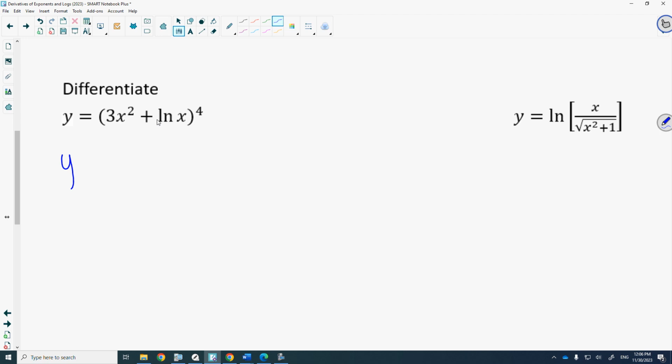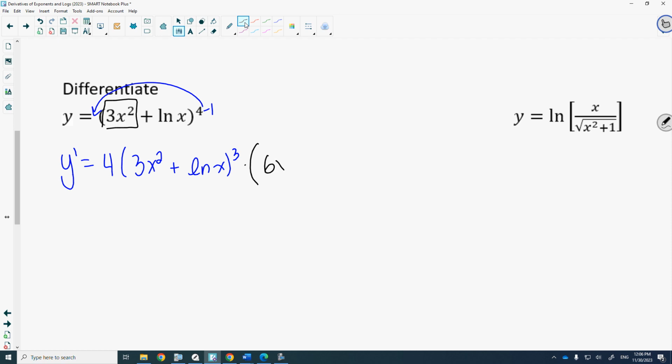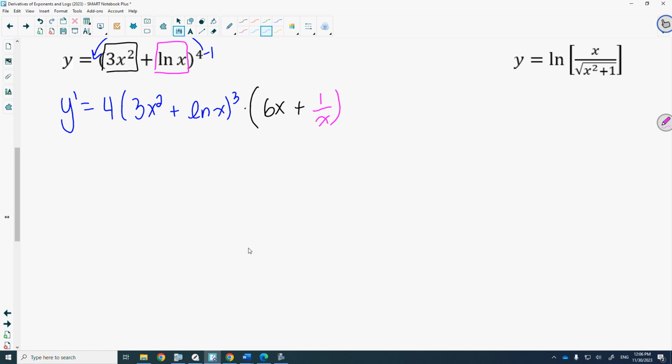So y prime is equal to, according to the chain rule, 4 times (3x squared plus the natural log of x) to the power of 3, multiplied by the derivative of the inner function. So the derivative of 3x squared is 6x, plus the derivative of the natural log of x is 1 over x. Now from here, I'm going to show you how we could further clean this up.